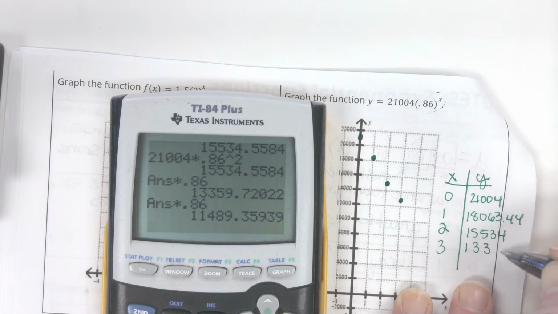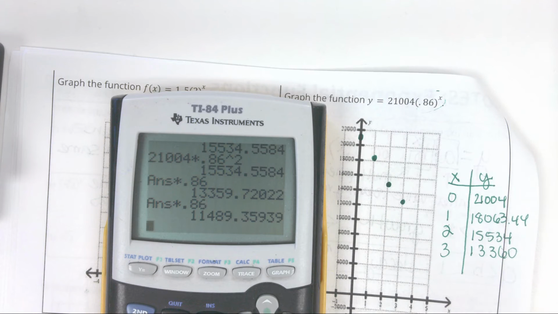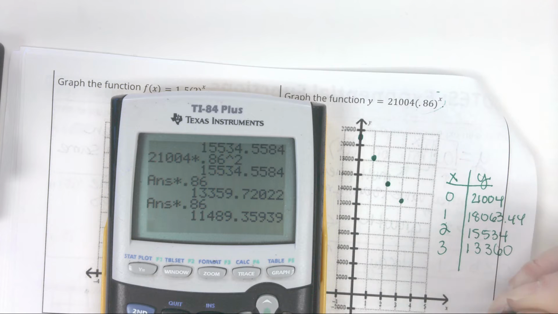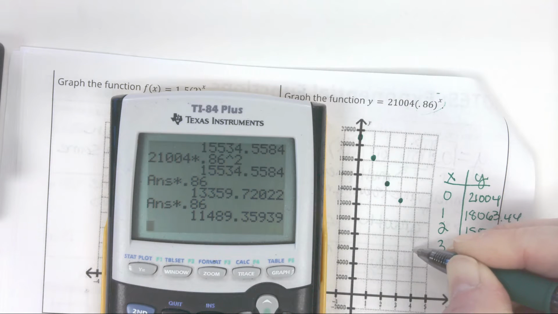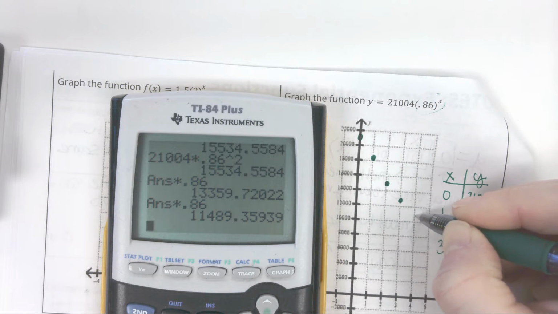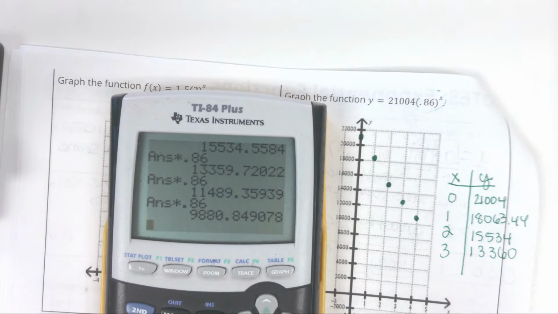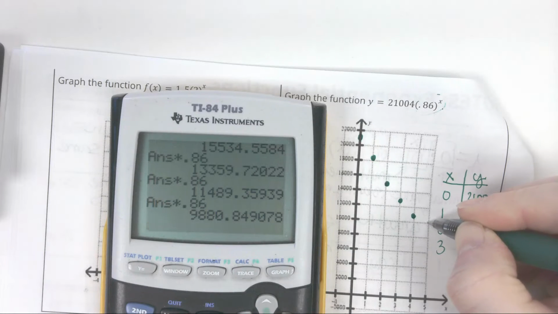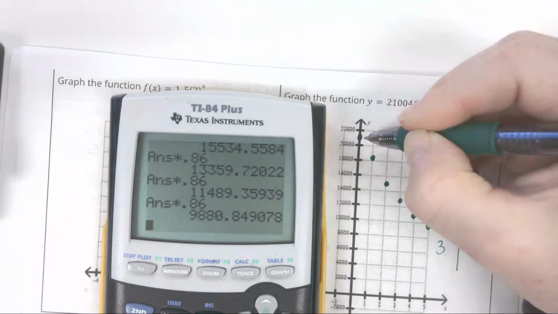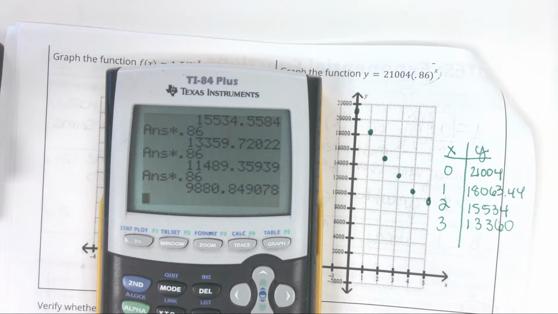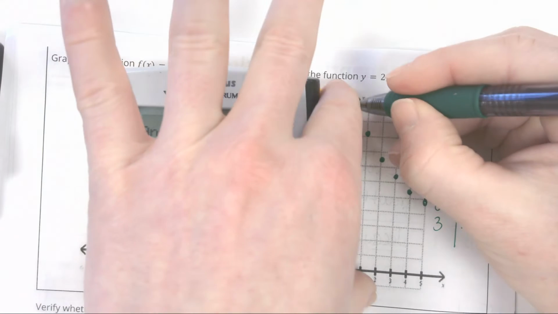We'll call it 60. 11,489, and then one more. Okay. Now, I know what it looks like. Oh, I could maybe draw a line, but you got to be smarter than that. Make it a curve. It's curving down.